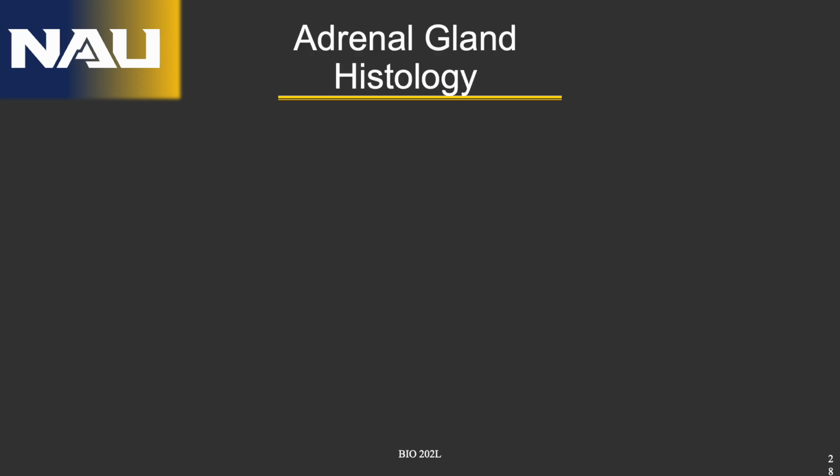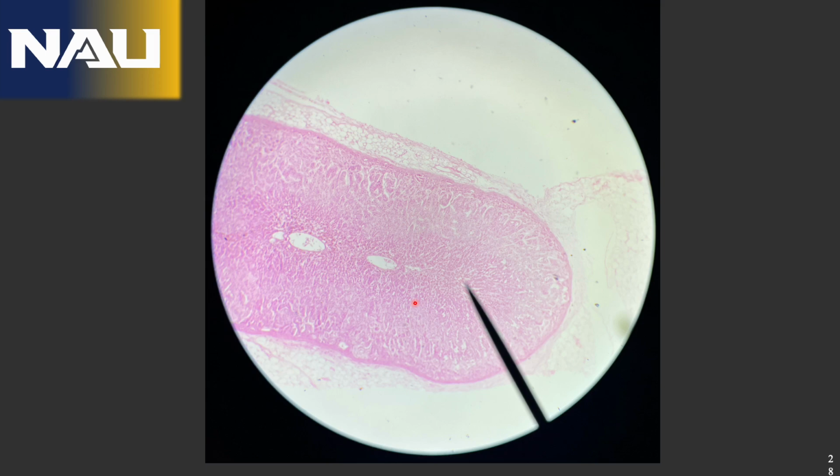A lot of students have a hard time with the histology of the adrenal gland. Let's take a look at it under the microscope. Here you can see a section of the adrenal gland. And what you'll notice is, it is really hard to see the layers. Let's look at it step by step.